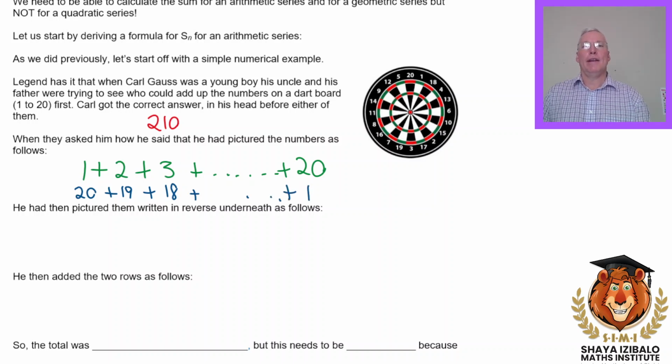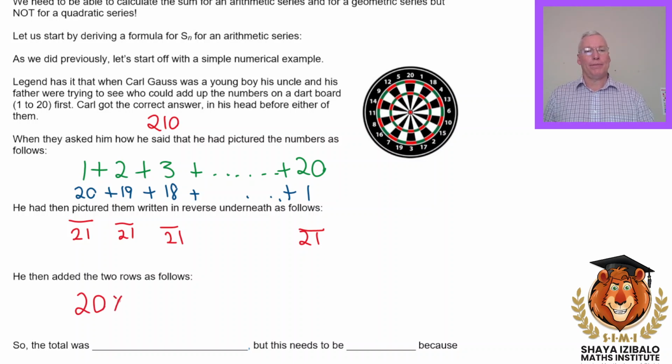And then he said, when I thought about adding them, if I added these two rows, notice here I get 21. 2 and 19 is 21. 3 and 18 is 21. And 20 and 1 is 21. And he said, now I've got 20 lots of 21.